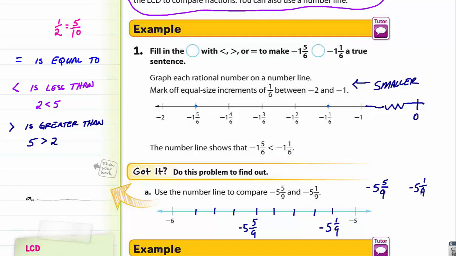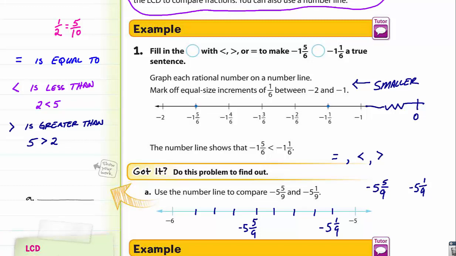Okay, now pause the video and pick which of those symbols you're going to use. Are you going to say that they're equal to each other? Are you going to say that negative 5 and 5 ninths is less than negative 5 and 1 ninth? Or are you going to say it's greater than? So go ahead and pause and then compare.